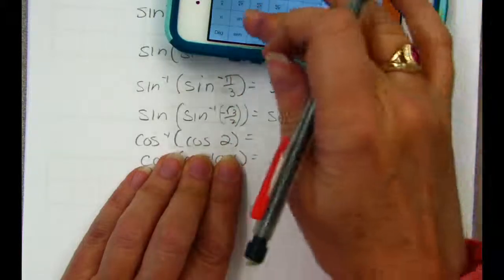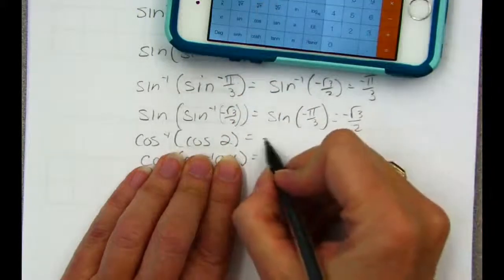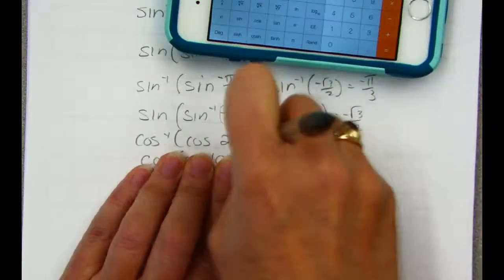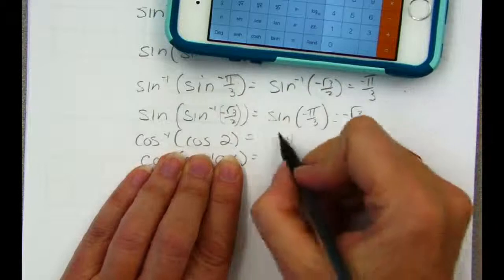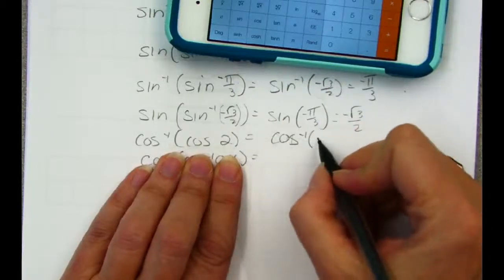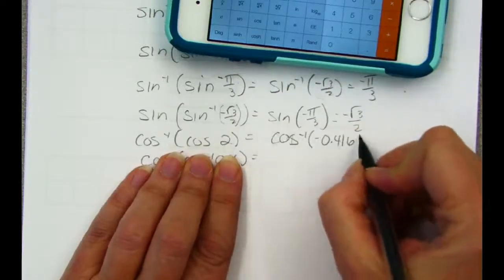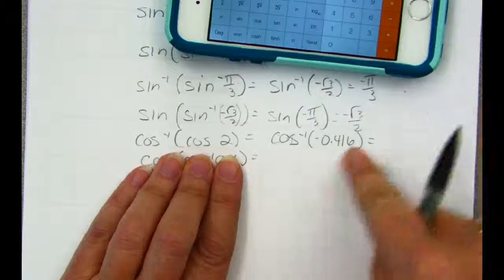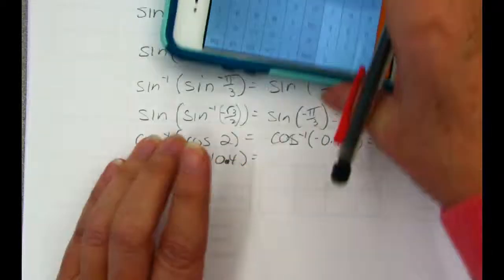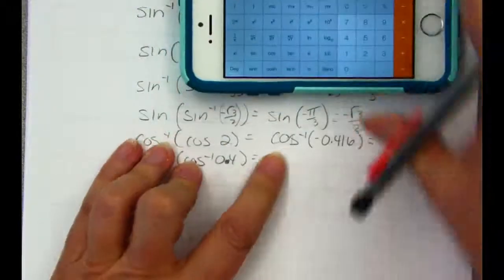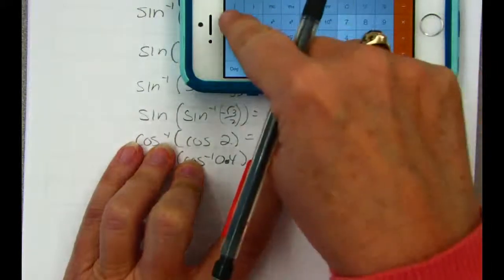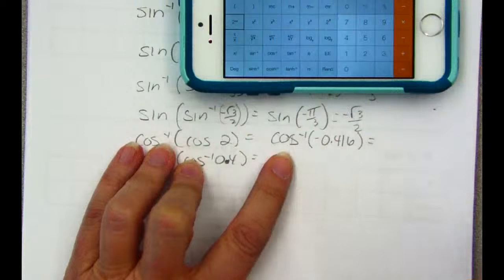Negative 0.4, whoops, I forgot to write it the right way. Right? Is that what you got? So I left this number in my calculator without losing all the digits. I actually have the whole thing still in there. And so now I'm just supposed to take the inverse cosine of it, right? So I might as well just leave it in there and take the inverse cosine of it.